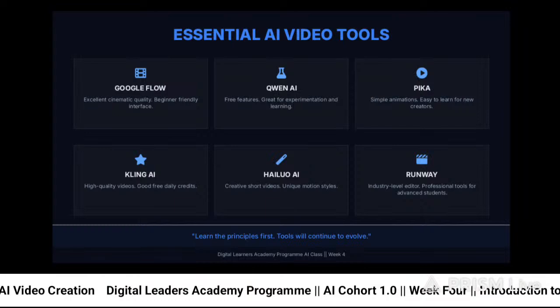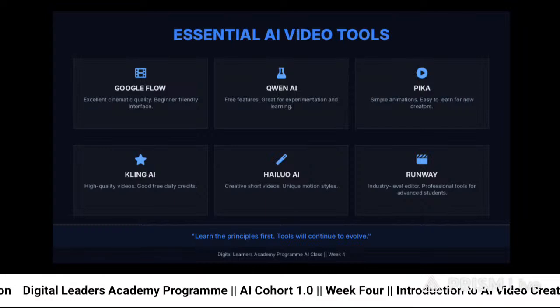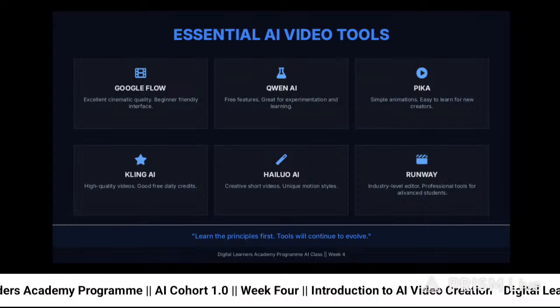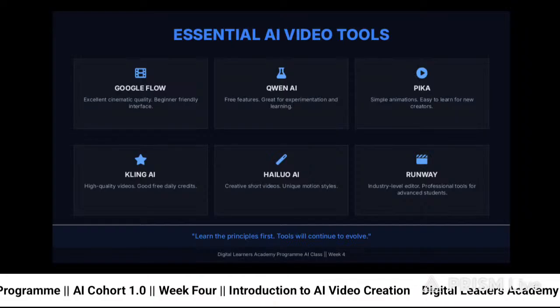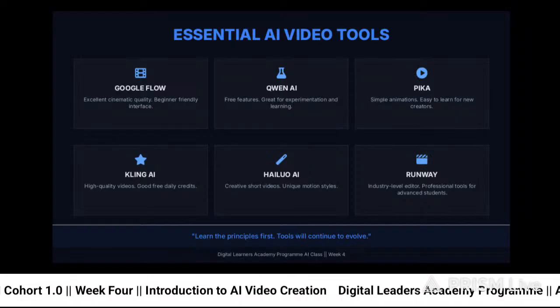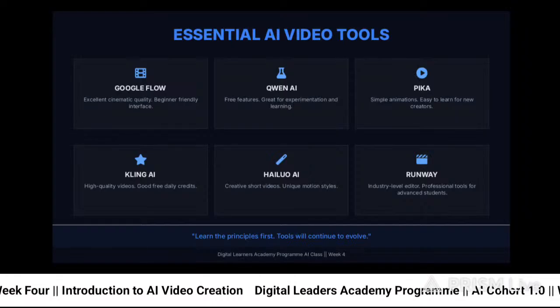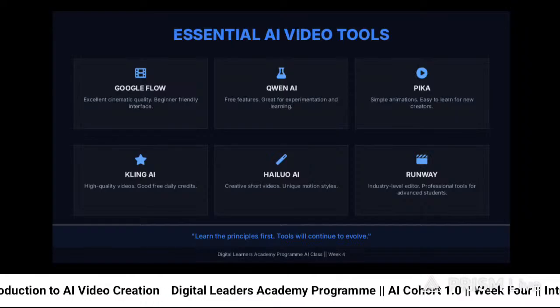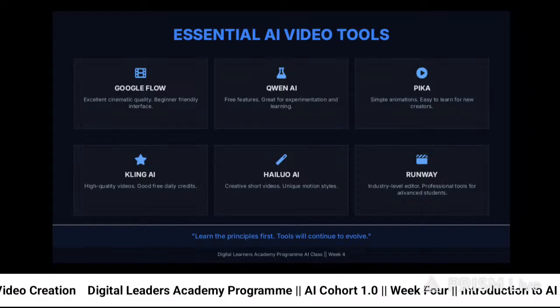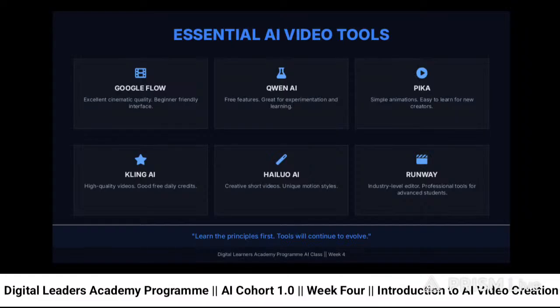So all these are what you can find on Google Flow, and the least you can have on Google Flow is 3 trials per day. So you could still do something if you are quite creative with it. It creates excellent cinematic quality, and it has a beginner friendly interface. So I really recommend Google Flow.